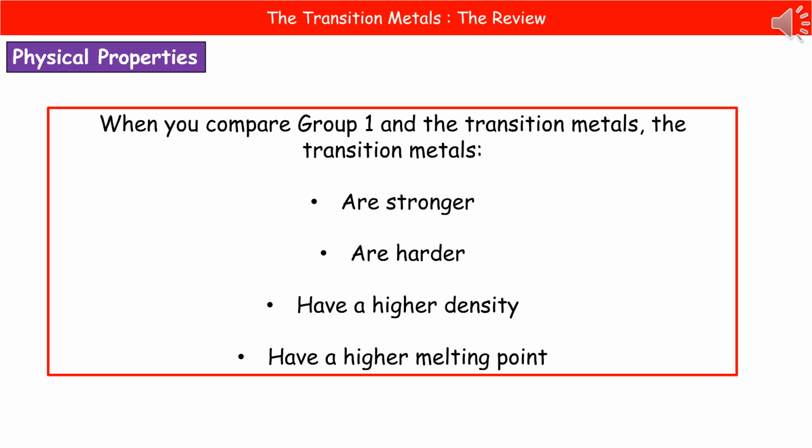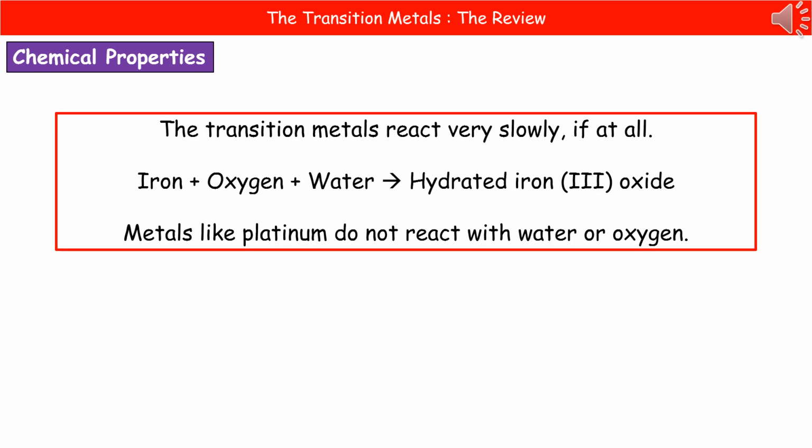So if we actually compare group 1 and our transition metals, then what we're going to see is that our transition metals are stronger, they're harder, have a higher density, and they have a higher melting point. So not only do you need to remember just the general properties of our transition metals, but just remember those comparisons with our group 1 metals, the alkali metals as well.